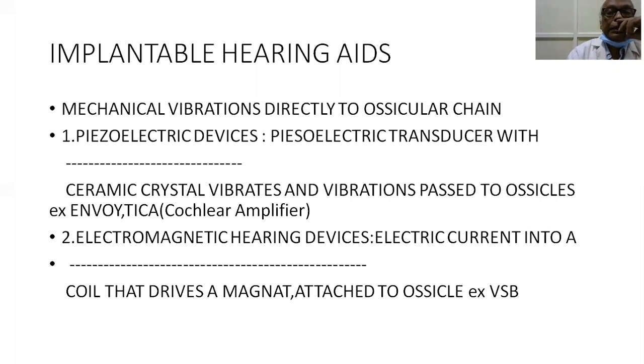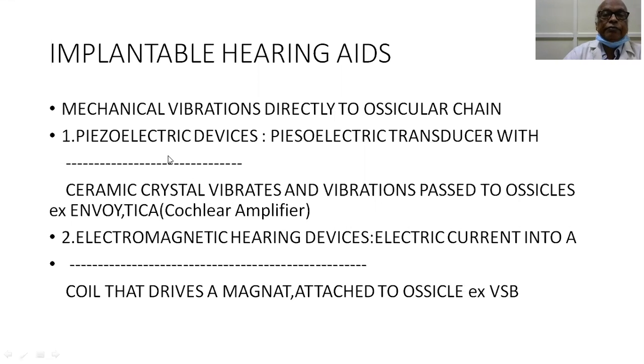Implantable hearing aids, nowadays, are also being preferred on a great scale. Once again, for the same reason, they are invisible, they are very effective, and they are more natural. That is why they are preferred. In these, the mechanical vibrations are transmitted directly to the ossicular chain. There are two types of devices here, piezoelectric devices and electroacoustic or electromagnetic hearing devices.